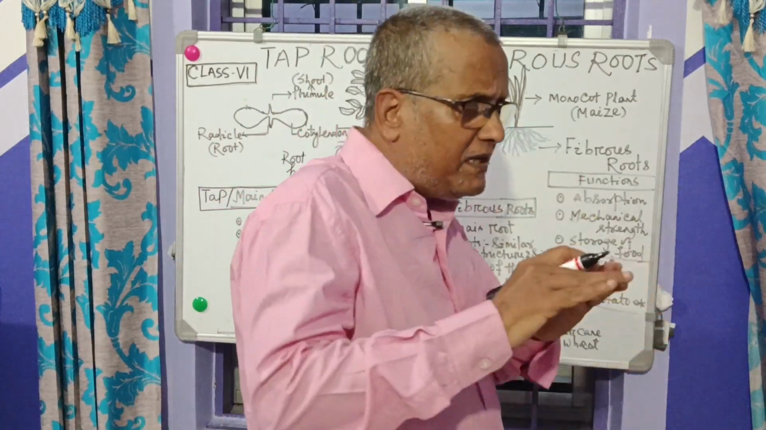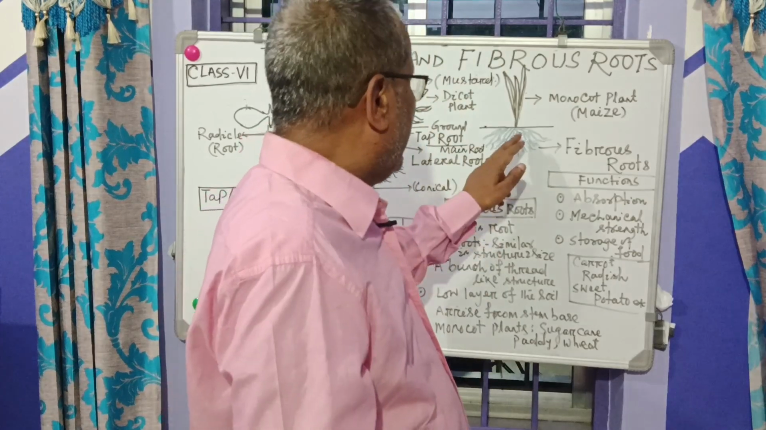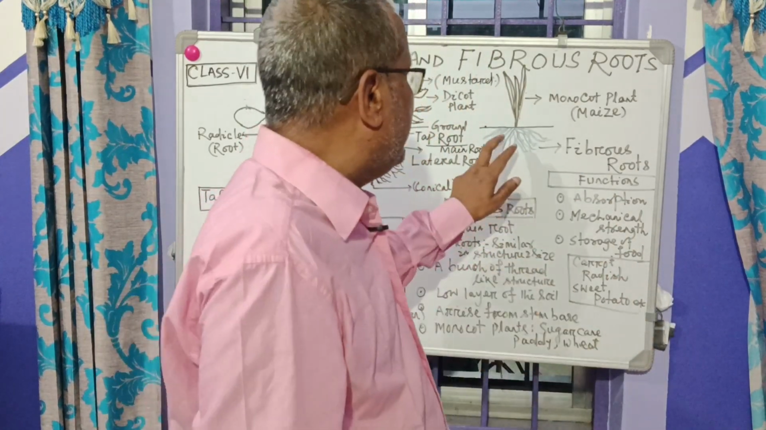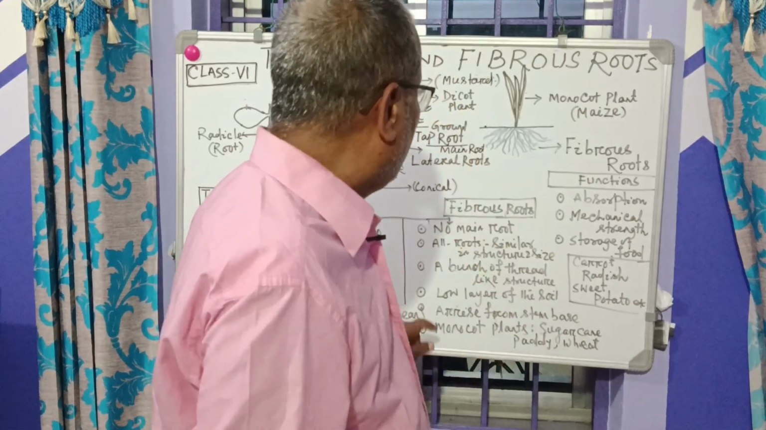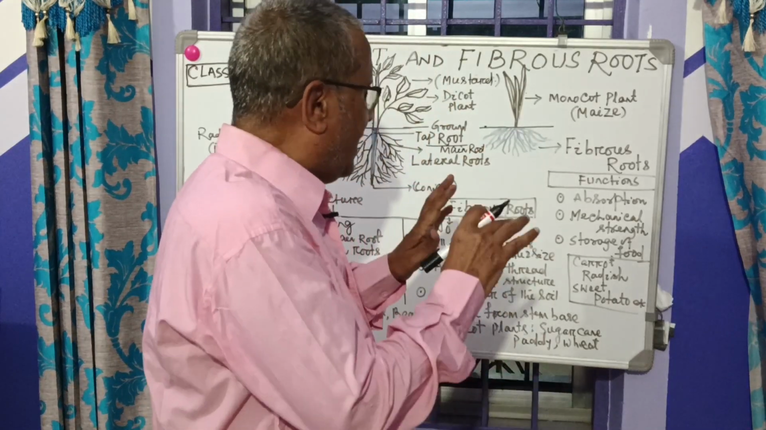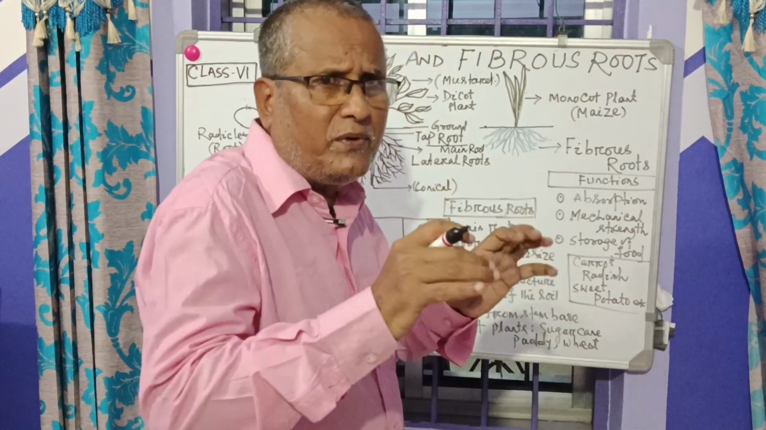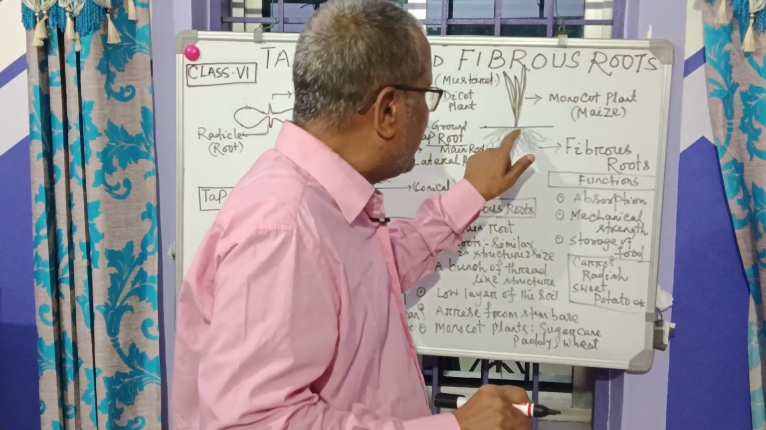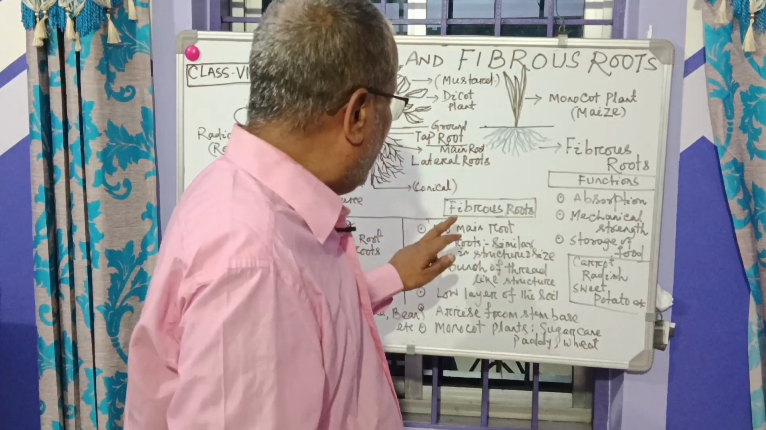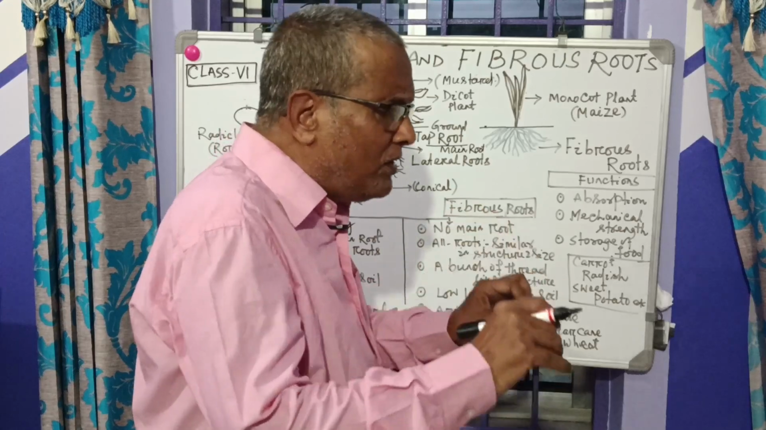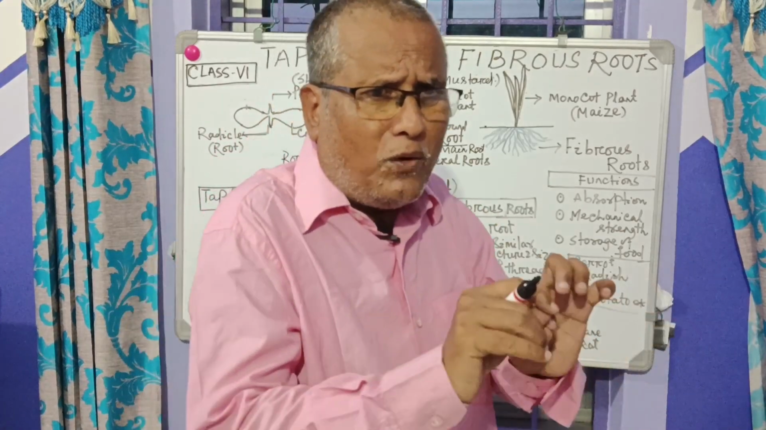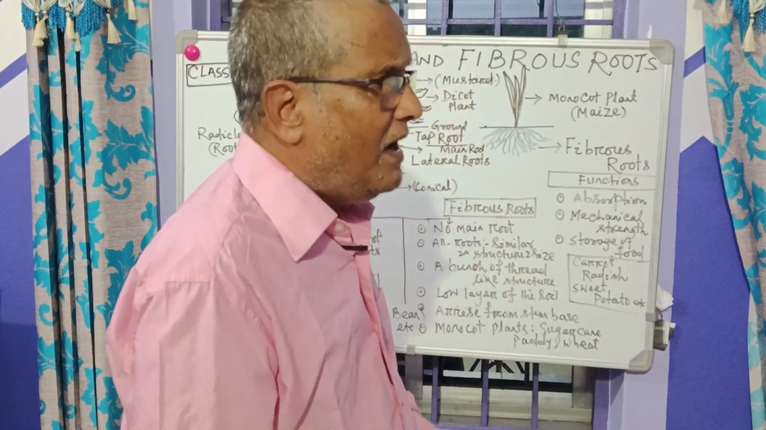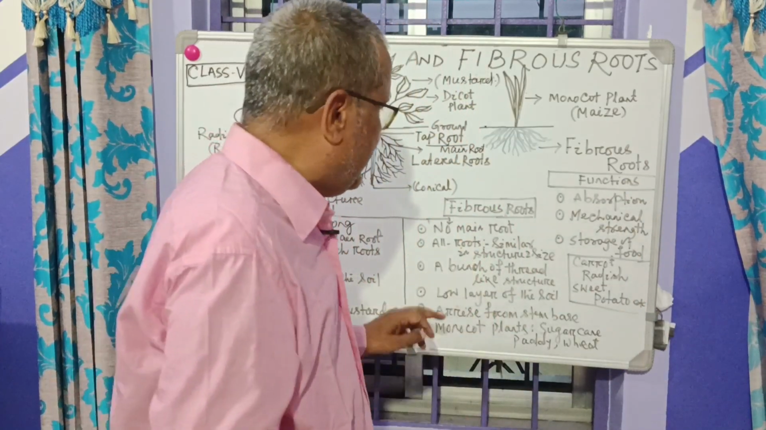So from the base of the stem, fiber-like, thread-like structures arise. You see, there is no main root, but a bunch of thread-like roots arise from the base of the stem. All these thread-like roots are similar in structure, approximately similar in length and size.